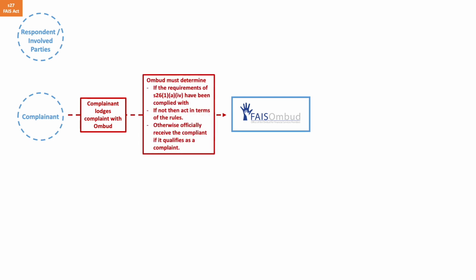The Ombud must determine: A. If the requirements of Section 26, subsection 1, paragraph A4 have been complied with. Basically, has the complaint been taken to the respondent first before being lodged with the Ombud's office? B. If not, then act in terms of the rules before bringing it to the Ombud. That is, to notify the respondent and offer the respondent an opportunity to resolve the matter with the client first. C. Otherwise officially receive the complaint if it qualifies as a complaint.